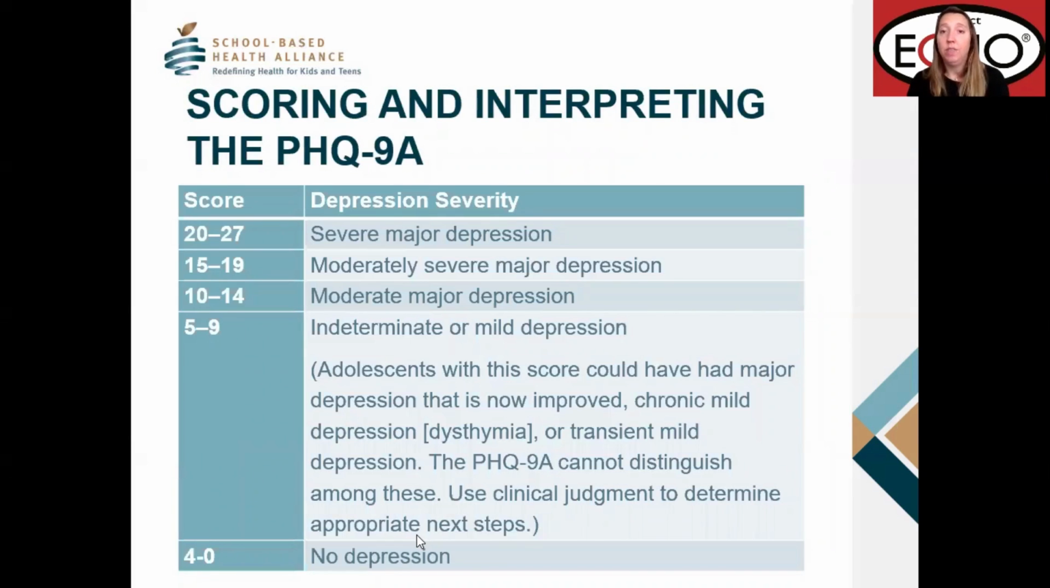For adolescents, depression severity correlates with the PHQ-9a scores as follows. So a score of 20 to 27 would indicate severe major depression. A score of 15 to 19 would indicate moderately severe major depression. A score of 10 to 14 would indicate moderate major depression. A score of 5 to 9 would indicate mild depression, and a score of 0 to 4 would indicate no depression.